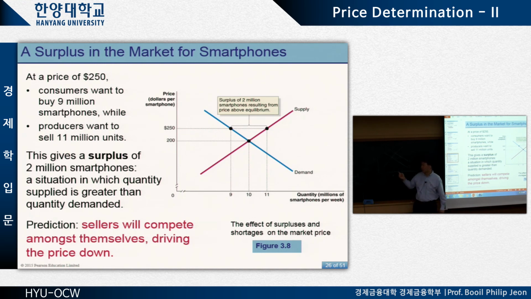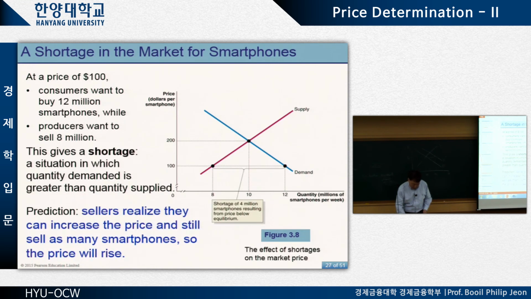Once the market arrives at this point, quantity demanded will be equal to quantity supplied and there's no further movement. Once the market comes to this point, it will stop. It will stay there. So it's called equilibrium, no further change. Okay, so that's the idea of market adjustment.